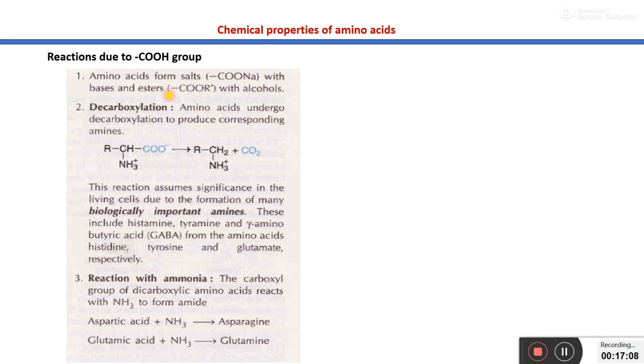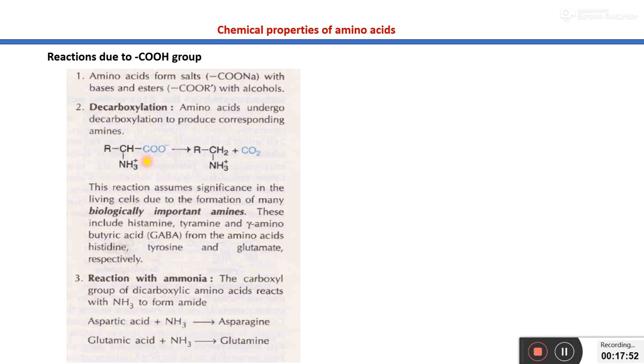Another reaction of amino acid is that amino acid also undergoes decarboxylation reaction. So after this reaction it forms amines, and amines of many biological importance are formed by this reaction. The most important example is GABA, that is gamma amino butyric acid, which is a chief inhibitory neurotransmitter in the developmentally mature mammalian central nervous system. So its principal role is in reducing the neuronal excitability throughout the nervous system.